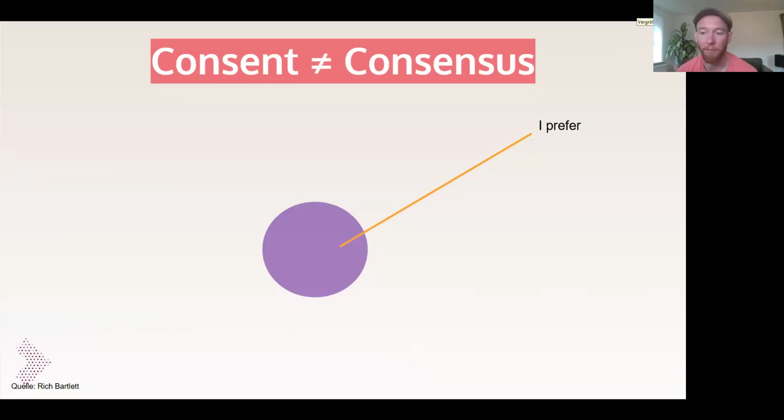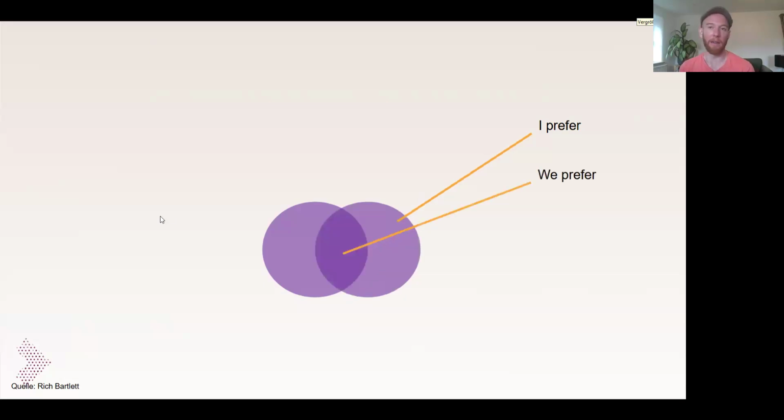And yeah, the scheme that I got from Rich Bartlett, part of Inspiral, lays it out quite nicely: my circle of preferences might be quite small. If I just have to decide for myself, that might be easy. But as soon as it includes other people, this overlap between shared preferences gets actually quite small.